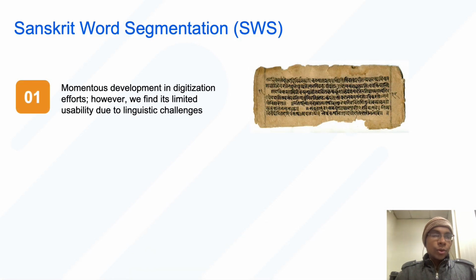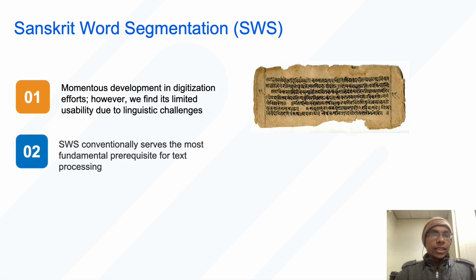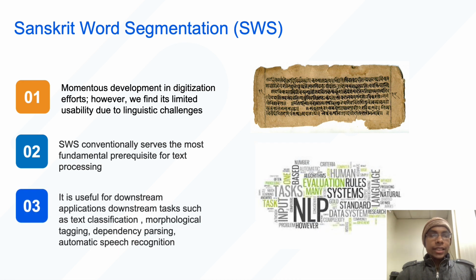There has been momentous development in digitalization efforts. However, we find its usability limited due to linguistic challenges. Sanskrit word segmentation conventionally serves as the most fundamental predicate for text processing, and it is useful for downstream application tasks such as text classification, morphological tagging, dependency parsing, and automatic speech recognition.